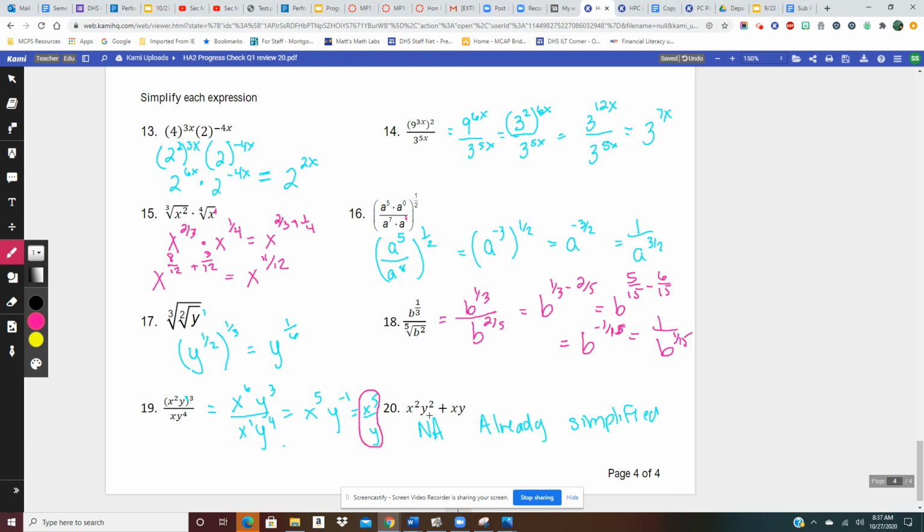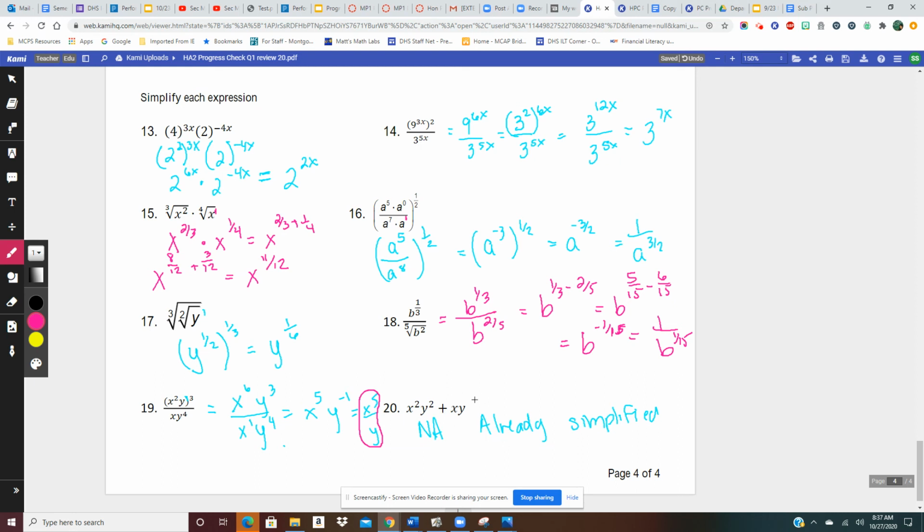This one, I know a lot of you will want to just add the exponents, but you are adding here. You add the exponents when you are multiplying. When you're adding, you can only add if they're exactly the same. These are not exactly the same. So this one cannot be done. It's already simplified. You don't add the exponents here.